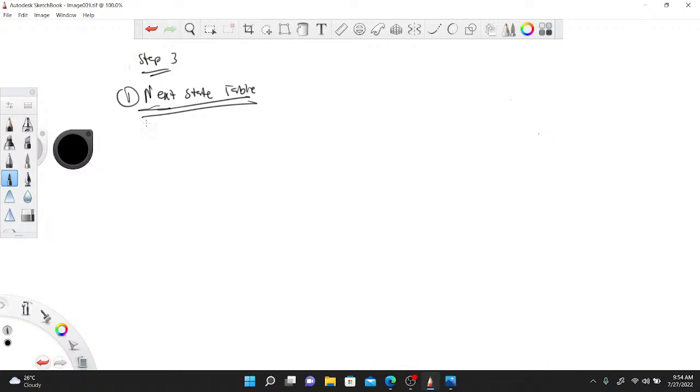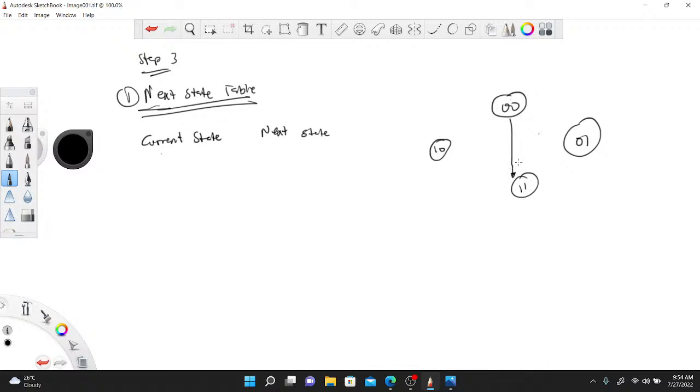So you see, you have the next state, so that means that you have some current state over here, and then you have the next state. Let's use the previous example. You have 00 to move to 11, 11 to move to 01, and 01 to move to 10. And we want 00 to move to 11, and then we want your 11 to move to this one, and then we want your 10 to move to this one.